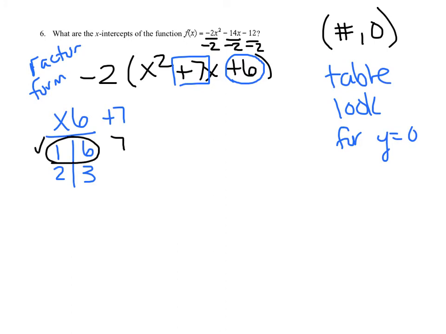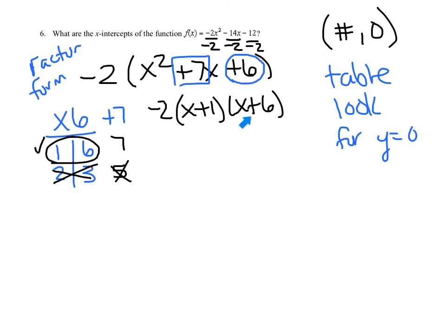I get 7, because if I add 2 and 3, I get 5, and 5 does not equal 7. So my two numbers are 1 and 6. So I'm going to rewrite this as negative 2, x plus 1, x plus 6. And so my zeros are going to be simply just taking these two parentheses and setting them equal to 0.